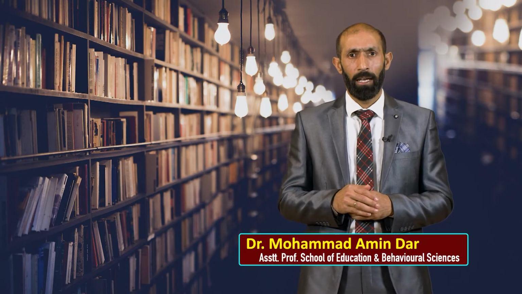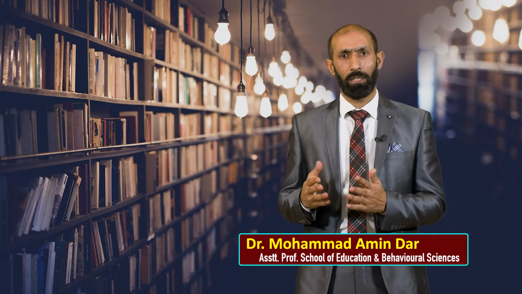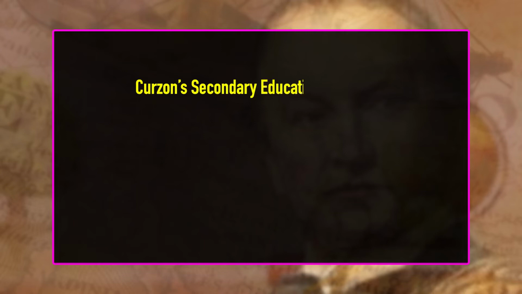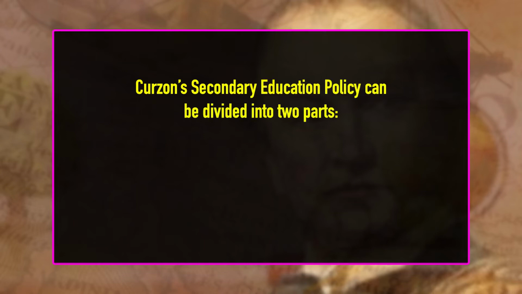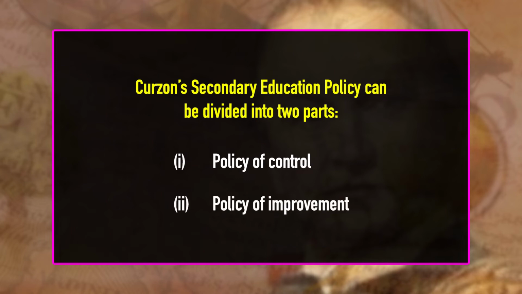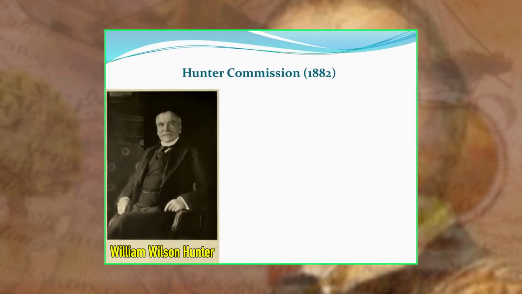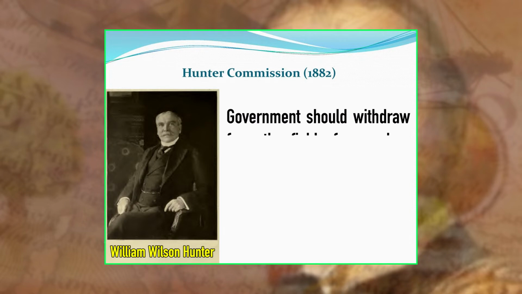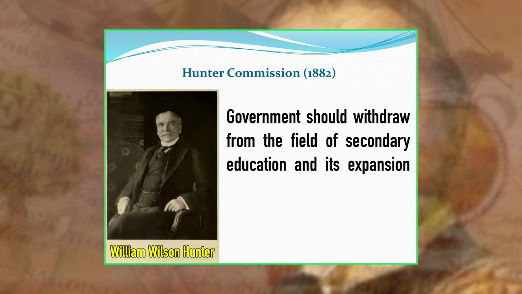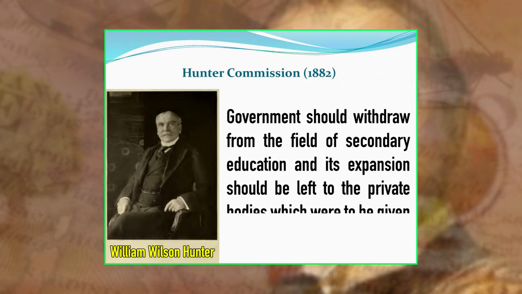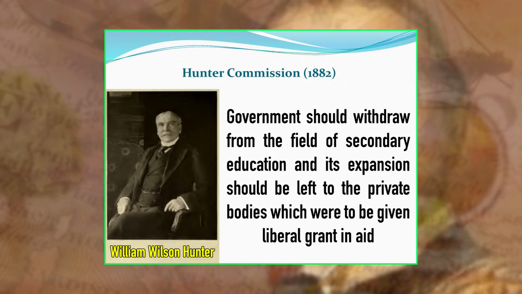We have already discussed the primary education policy of Lord Curzon. Let us now turn our attention towards the secondary education policy and see how he wanted to improve it. Curzon's secondary education policy can be divided into two parts: policy of control and policy of improvement. First, we will discuss the policy of control. The Hunter Commission of 1882 suggested that the government should withdraw from the field of secondary education. Its expansion should be left to private bodies, which were to be given liberal grants-in-aid.